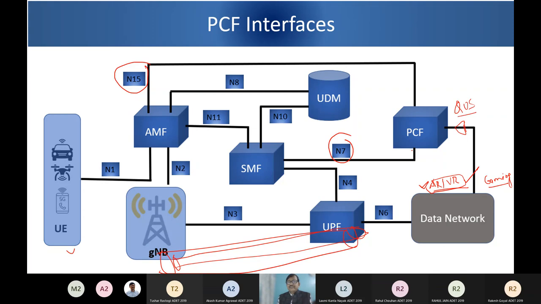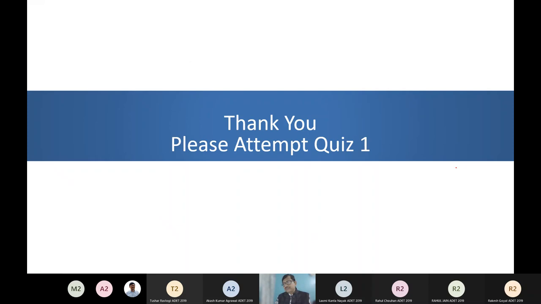So then PCF instructs SMF and then SMF to UPF to provide more QoS flows with, say, GBR or certain other QoS parameters. And then the new QoS flow is added for this AR/VR service. So for that purpose, this PCF is connected to the data network. So with this, we close our session.